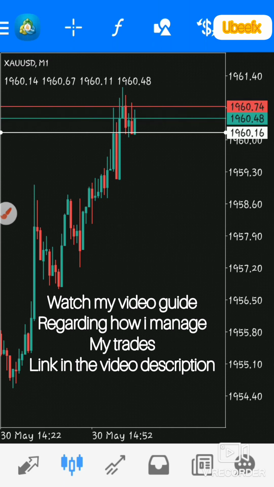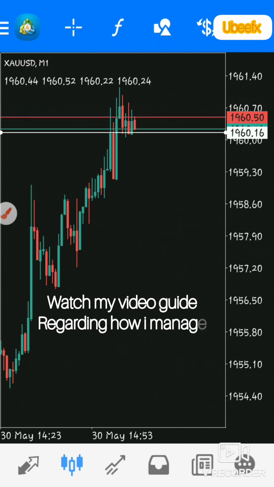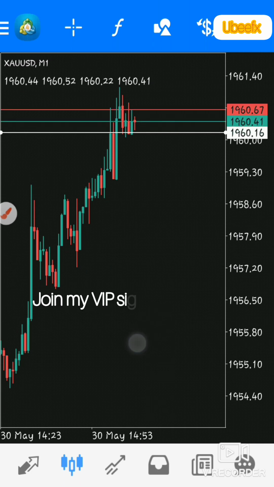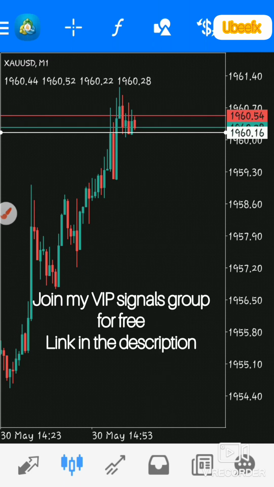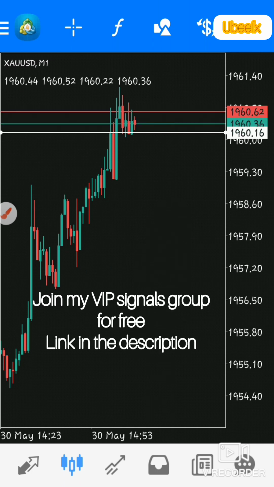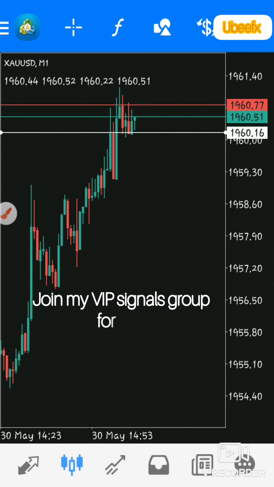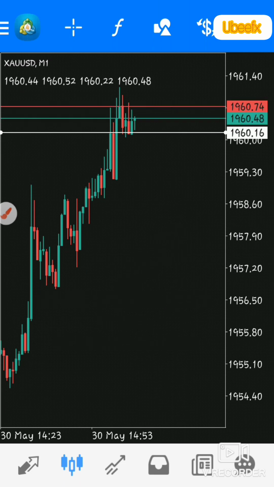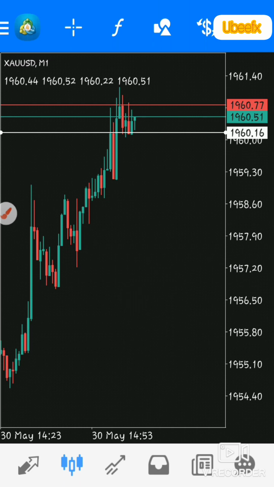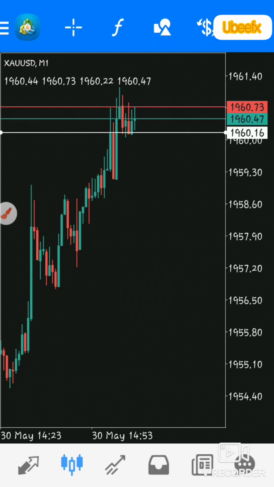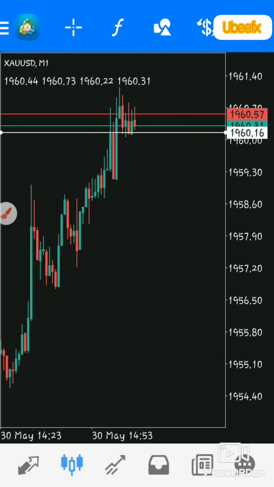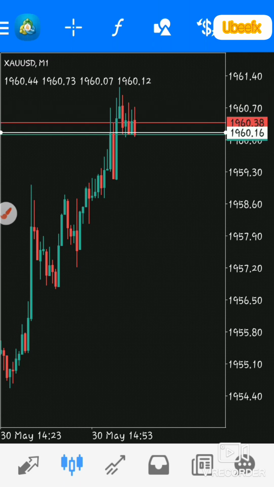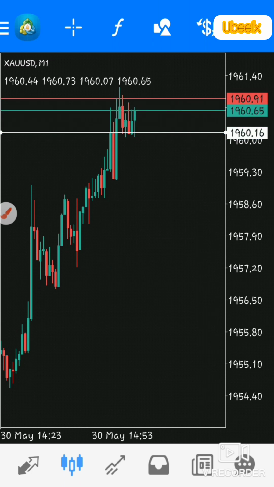I split my entries. My second entry is going to be at around 30 pips above, then my third entry is going to be at around 50 pips, while my stop loss is 70 pips. That's how I split my entries. I don't open all positions at the same time. If I'm risking one standard lot, I make sure I split it into 3 places.